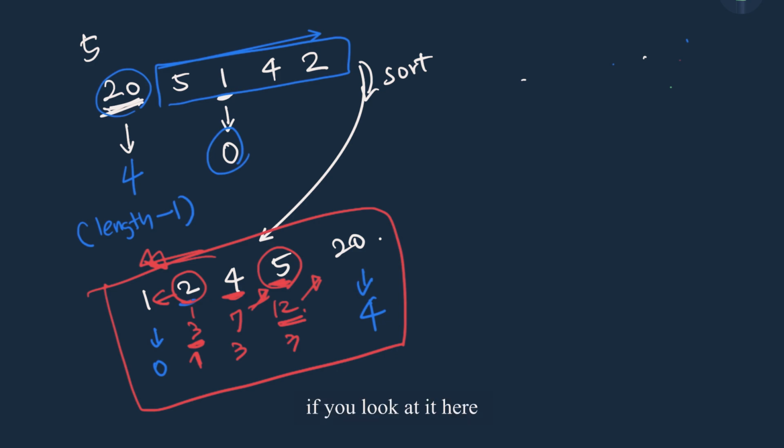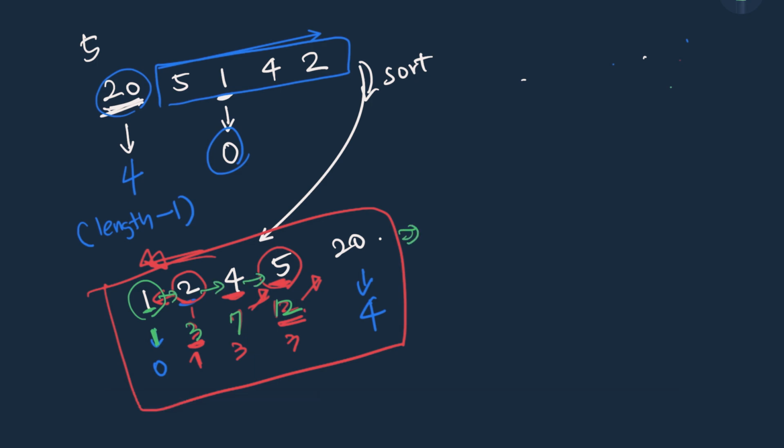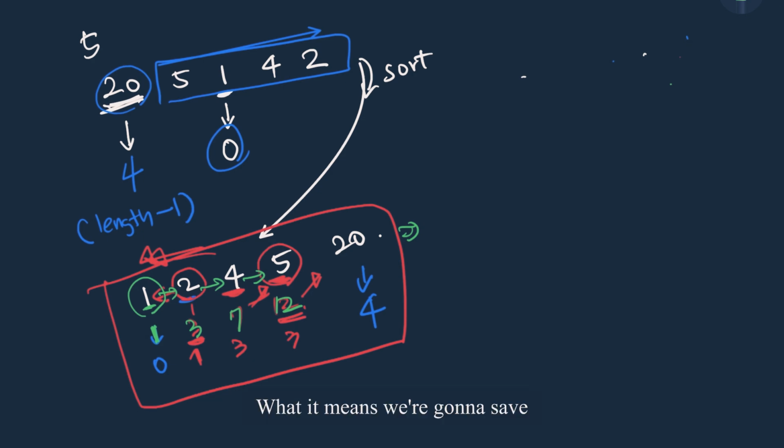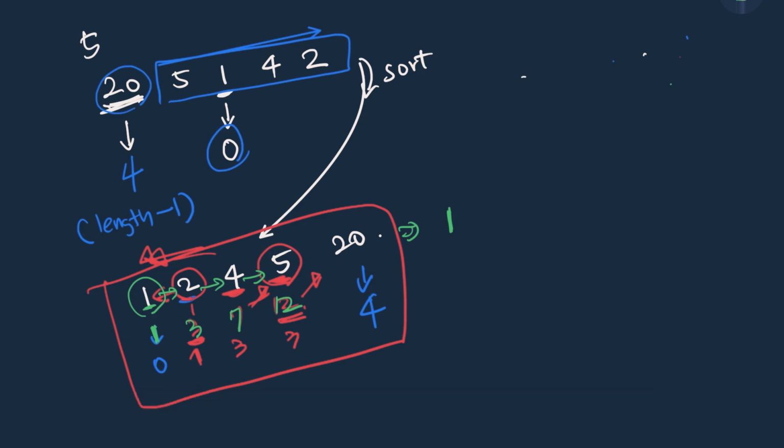So if you look at it here, which is 1, 3, 7, 12, that is actually all the numbers from the beginning. It basically keeps adding. So we can use prefix patterns. We can create another array that saves the prefix. What it means is we're going to keep adding up and then save the numbers. For example, 1, and then 3, 7, 12, 32. If we save the sum of them, all we have to do is go backward.